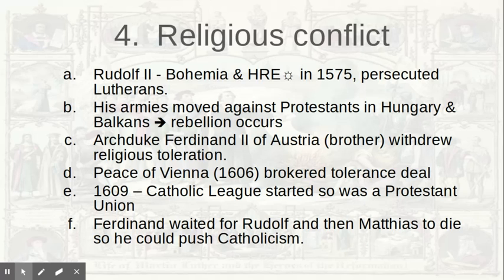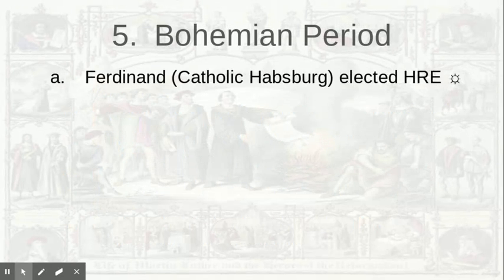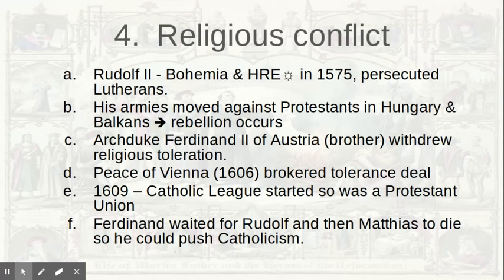And this was just temporary because 3 years later, in 1609, the Catholic League and the Protestant Union were started. So two alliances, one for Catholics, one for Protestants. So they're already preparing to fight each other again. 1609, the Catholic League and the Protestant Union.